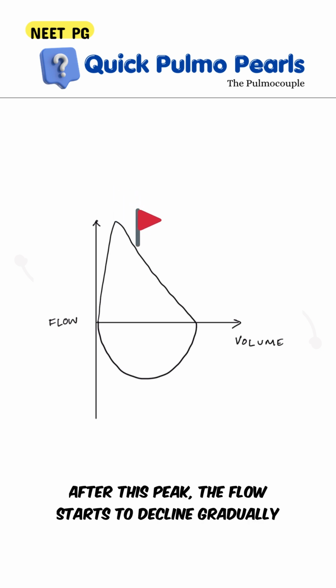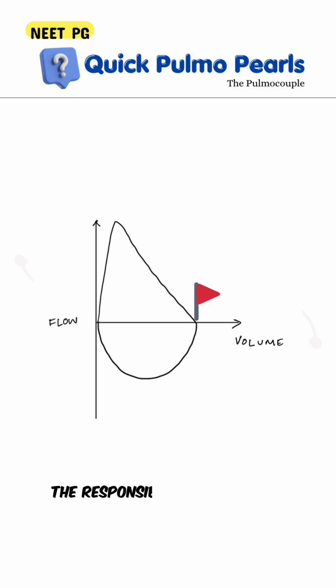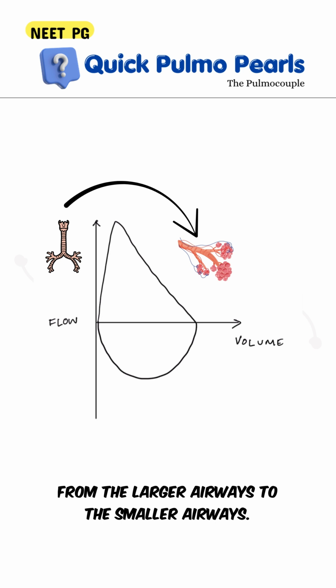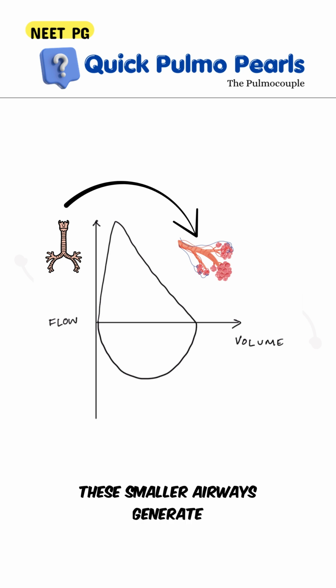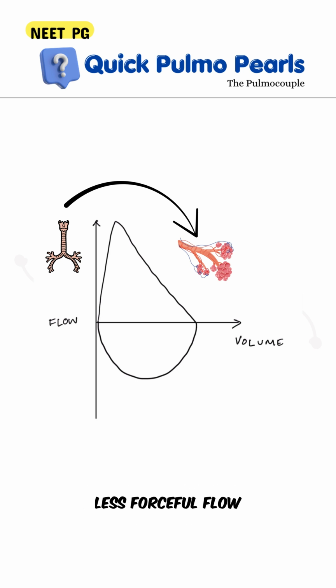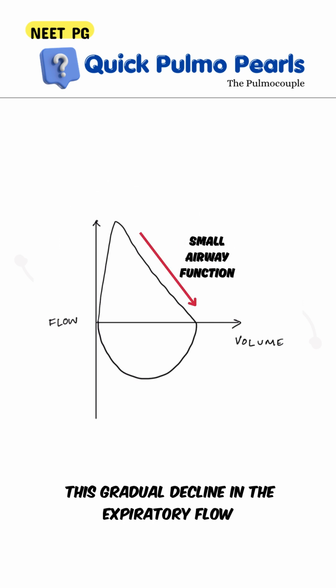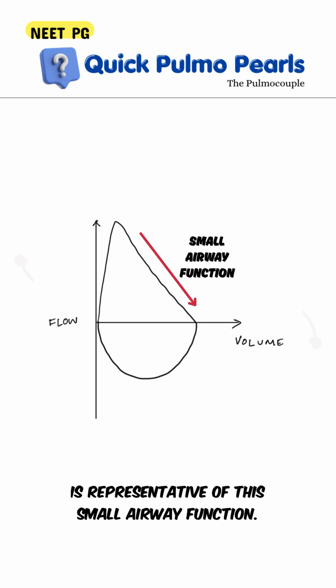After this peak, the flow starts to decline gradually. Because as expiration continues, the responsibility of airflow shifts from the larger airways to the smaller airways. These smaller airways generate less forceful flow, so the curve slopes downward. This gradual decline in the expiratory flow is representative of the small airway function.